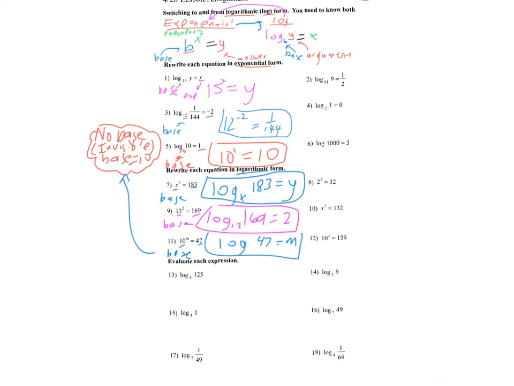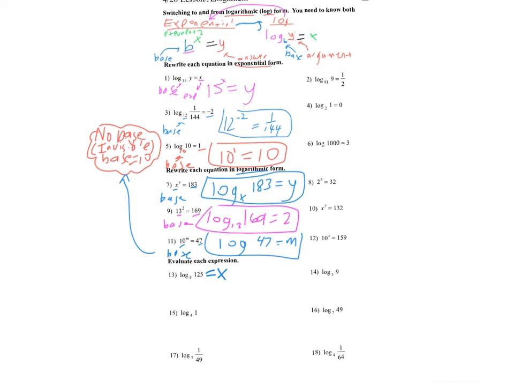All right, last set here, we're going to evaluate these expressions. So you can see that these are logs here, but they're not equal to anything. But we're actually trying to find out what they're equal to. So on all of these, I would always make them equal to x. And then what I would do is rewrite it in exponential form. So I would do this pink switch from log to exponential that we did before.